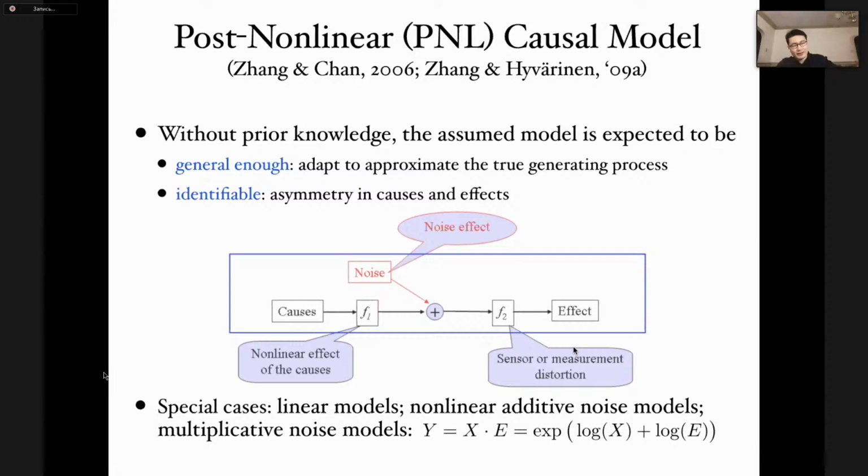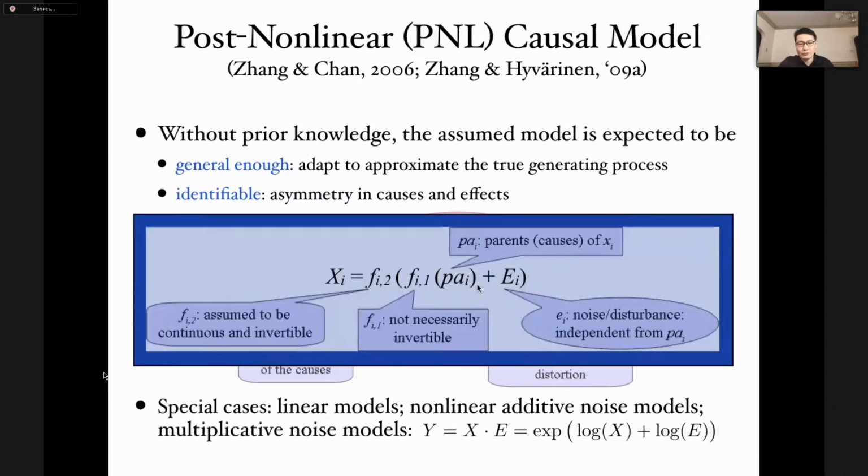If you want to measure something, you have to use an instrument, and this will introduce some error. This is the typical case for biological data and for data in the social sciences. Later you can see some examples. And this model right now is called the post-nonlinear model.